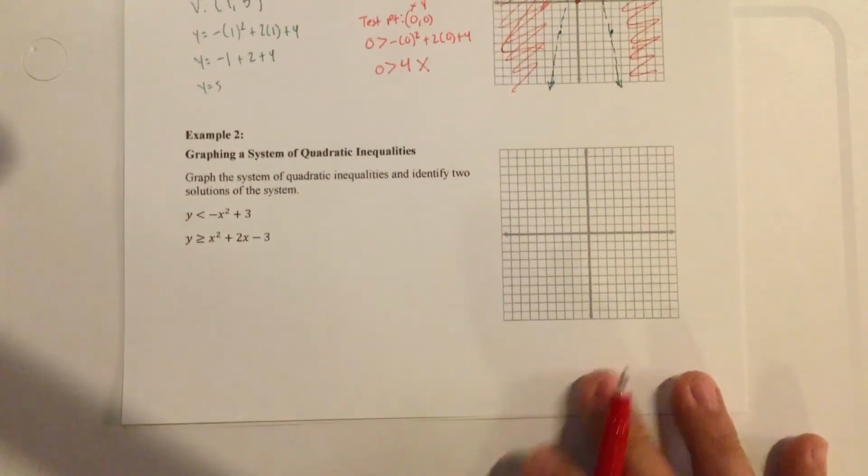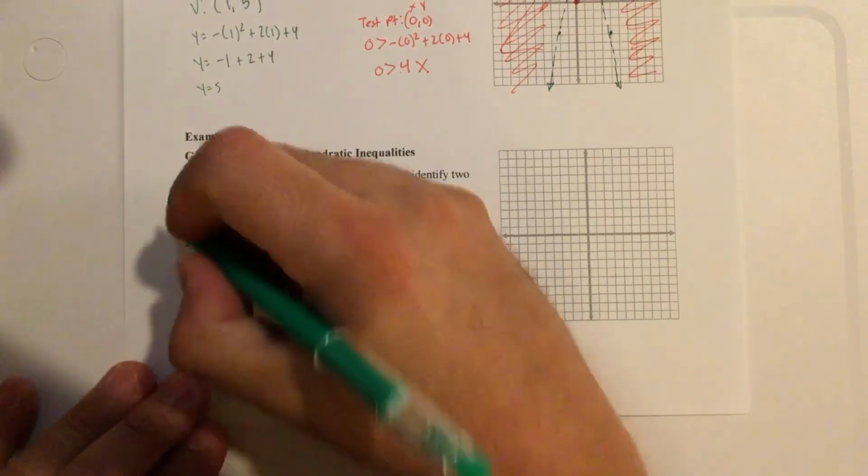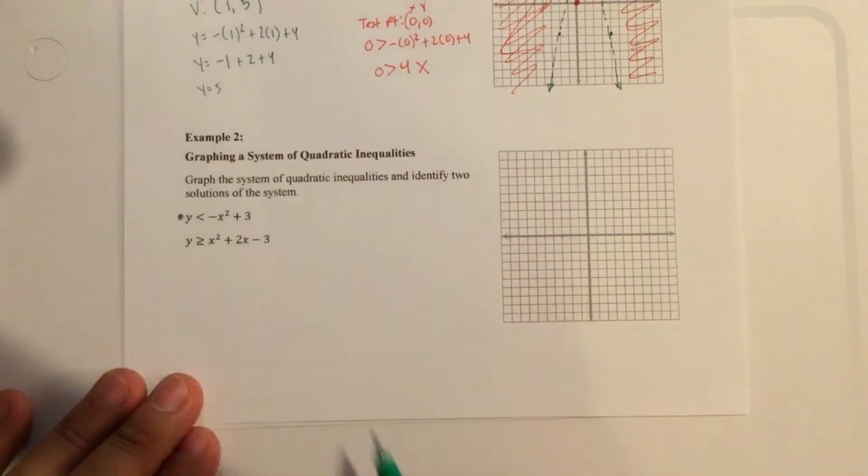Now for my last one, example 2 here, it just says graphing a system of quadratic inequalities. So we're going to graph 2 inequalities on here, and then the solution set is where the 2 intersect. Okay, so for the first one, I will do it in green.